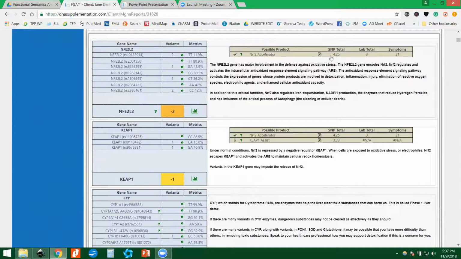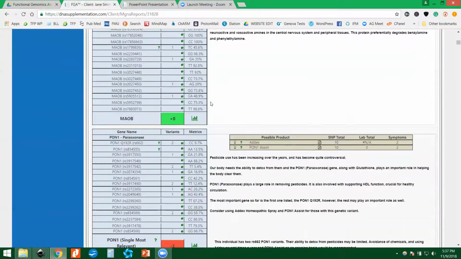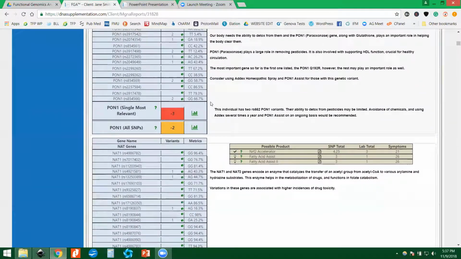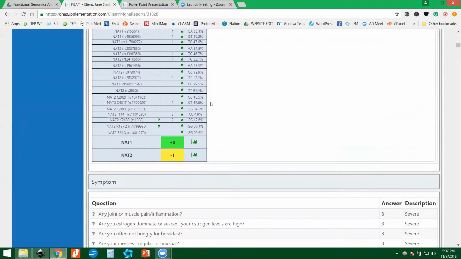This will tell you the SNPs that are associated with that overall, the lab results pointing to that, and where they fall in the symptoms. It helps you put together the bigger picture and put things into context. One thing to note: just because a supplement is listed doesn't mean to go out and order all 50 of these supplements. It's just giving you things to look at. You can scroll through here and look at all the different SNPs and genes.